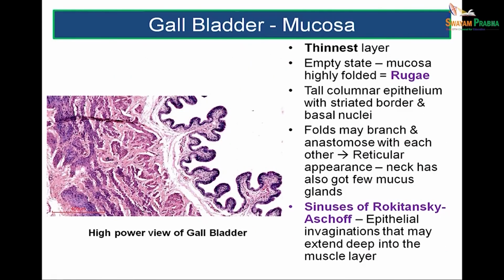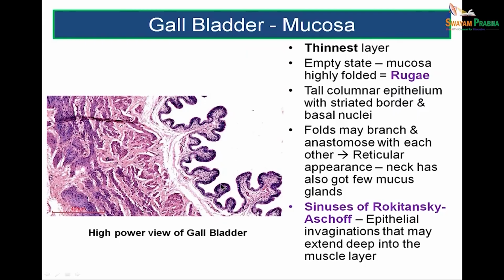Let's take a higher power view of the gallbladder at the mucosa. The mucosa is very thin. It is the thinnest of all the layers. You see it extends till here, and then you have the muscularis from here onwards. The mucosa is highly folded into folds called rugae, especially when the gallbladder is in an empty state. The lining is a simple columnar epithelium with a brush border, and the folds can branch and anastomose with each other.